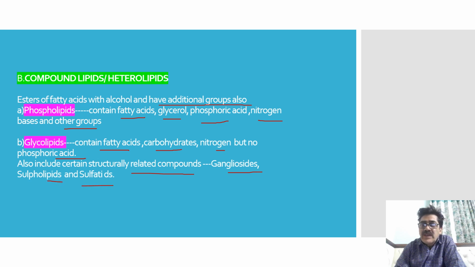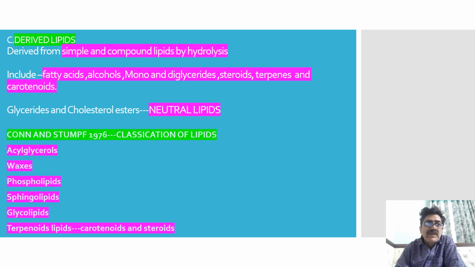So next we have derived lipids. The word derived itself indicates they have been derived from simple and compound lipids upon hydrolysis. It includes fatty acids, alcohols, mono and diglycerides, steroids, terpenoids, and carotenoids. Glycerides and cholesterol esters are sometimes referred to as neutral lipids also.